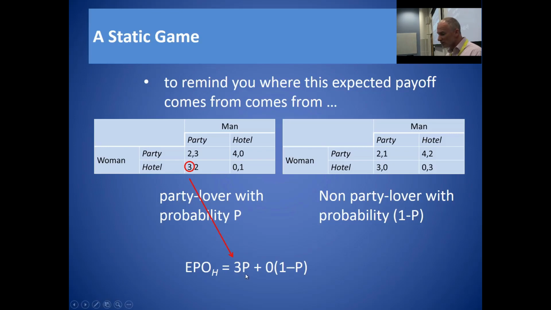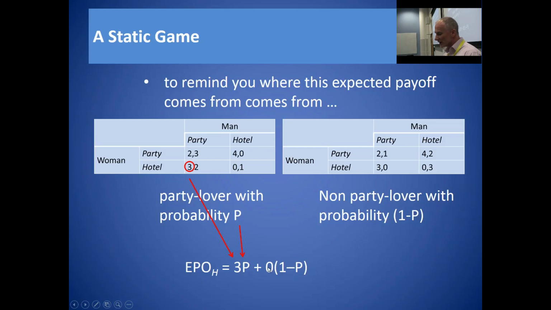Now, why did we multiply it by that probability p? Well, she will get a payoff of 3 with a probability of p. That's the probability that the man will be a party lover, and they will be playing this game on the left. So that's where we get that 3p part. That's the first contingent payoff in our expected payoff of going to the hotel.